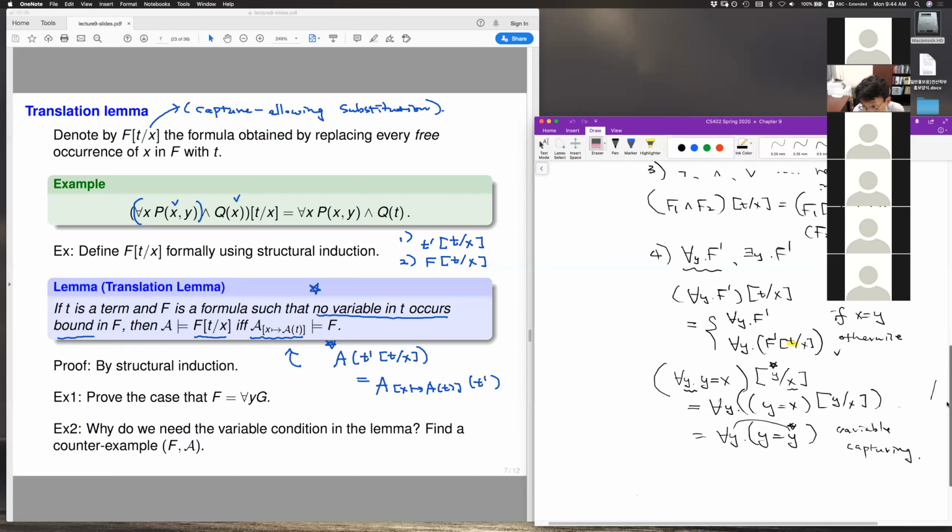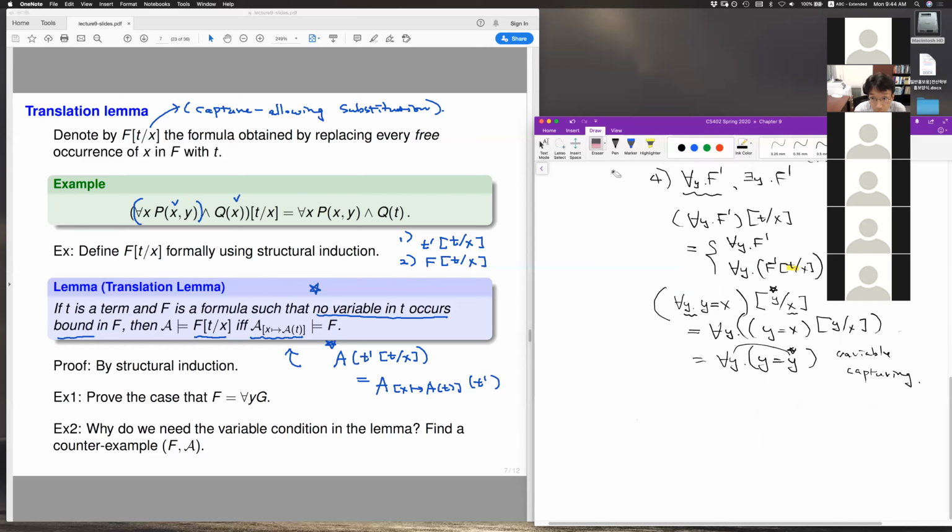Okay, so let me show you the answer here. For exercise 2, the solution is actually this. We have a formula F, which is for all y, y is equal to x, and the substitution is replacing x by y. And then the structure A we can think about has an underlying universe containing two values, 1 and 2. The equality symbol means equality. We don't have any constants. And the variable x gets mapped to 1, and the variable y gets mapped to 2.